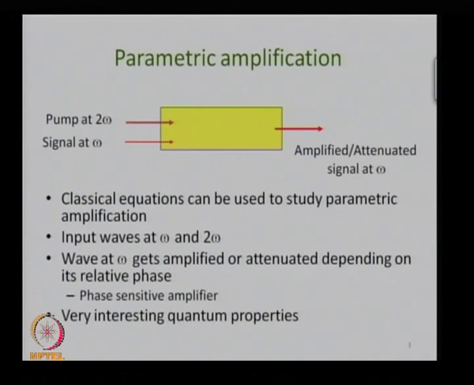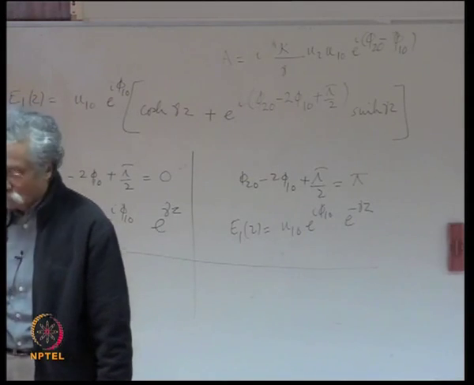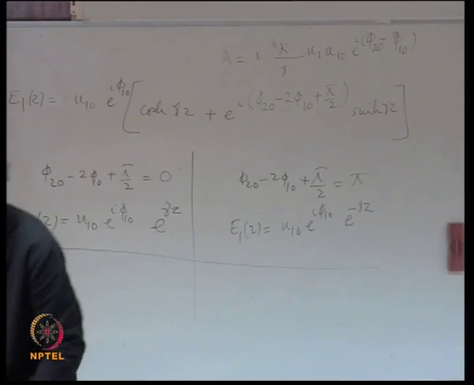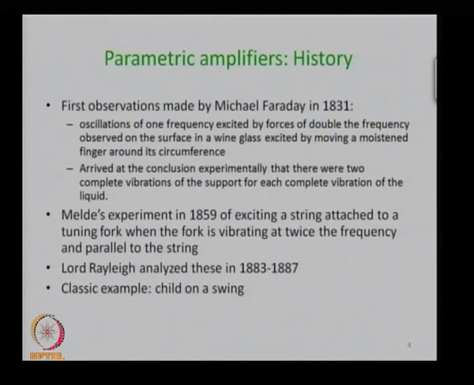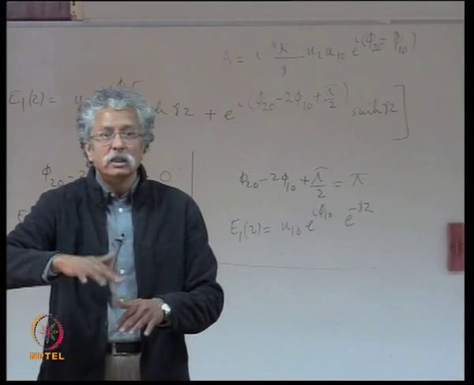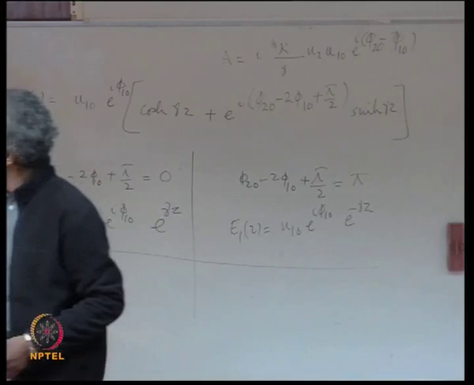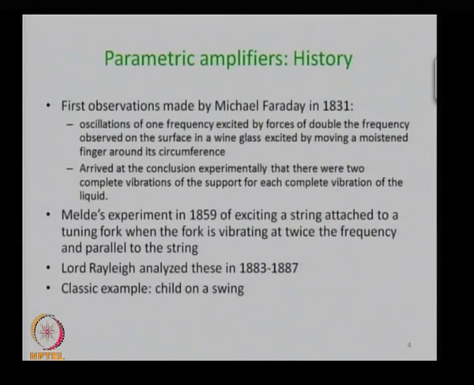What we discussed today is a parametric amplifier. You can amplify an input signal, and this is phase sensitive. So it has very interesting quantum properties, which we will come back to when we discuss quantum mechanics. At that time, I will bring back this problem and we'll look at some quantum properties of this. Incidentally, parametric amplifiers were investigated by Michael Faraday in 1831. If you rub your fingers on a wine glass, the wine starts to vibrate, and he found that there were two complete vibrations of the support for one vibration of the liquid.